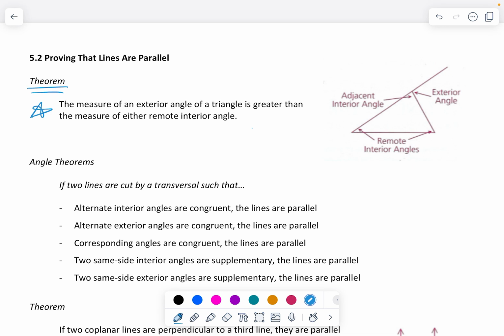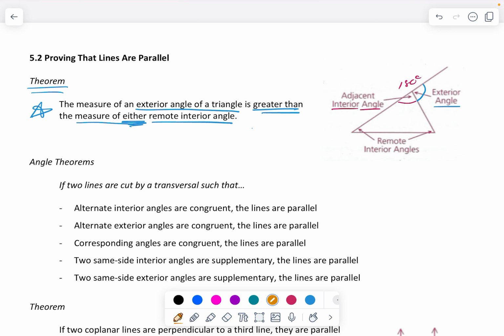It says the measure of an exterior angle of a triangle is greater than the measure of either remote interior angle. So let's look at this picture over here. Here is our exterior angle out here, outside of the triangle. And notice it's adjacent to and next to this adjacent interior angle. Now, these two together equal 180.